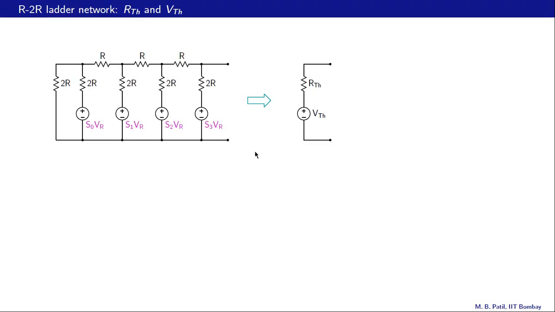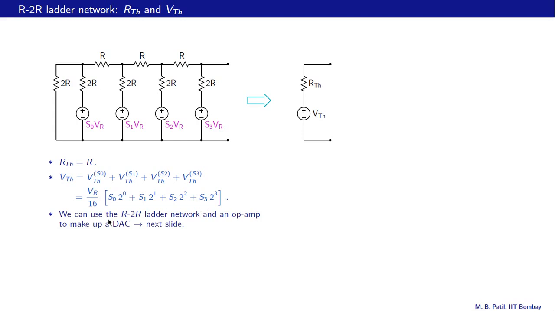To summarize, our original network can be replaced with its Thevenin equivalent RTH and VTH, where RTH is R and VTH by superposition is the VTH arising from this source and VTH arising from this source and so on. So we get VTH due to S0 plus VTH due to S1, etc. And when we add all of these, we get VR by 16 times S0 2 raised to 0 plus S1 2 raised to 1 plus S2 2 raised to 2 plus S3 2 raised to 3. And we can now use this R2R ladder network and an op-amp circuit to make up a DAC, and we will see that in the next slide.